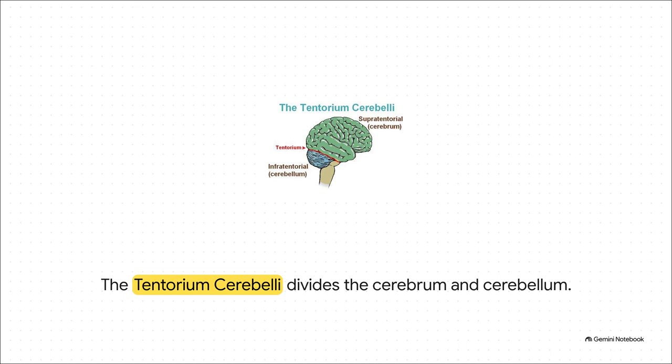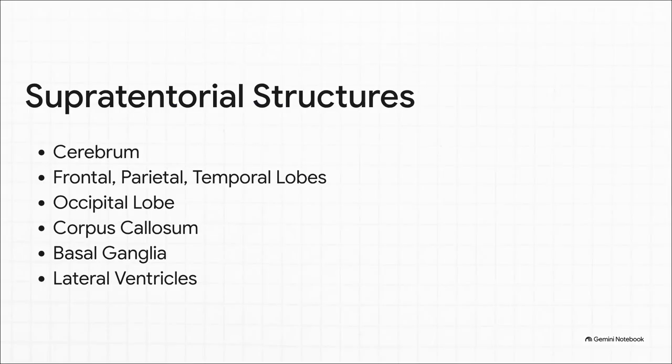Establishing whether your surgeon is operating above or below this tentorium, that is the very first fork in the road for your coding logic. This upper region, the supratentorial space, contains the cerebrum. Now, when you're reading through an operative report, you're hunting for specific keywords that confirm you're actually in this territory. We're talking about the frontal, parietal, temporal, and occipital lobes. You also want to look out for deep structural terms like the corpus callosum, the basal ganglia, and the lateral ventricles. If your surgeon is working on any of those structures, you are solidly in the supratentorial zone.